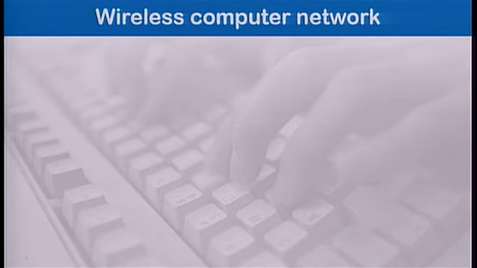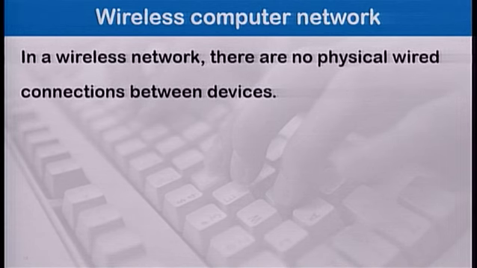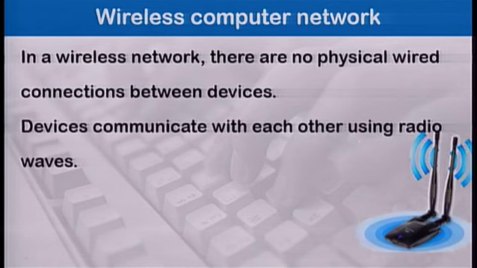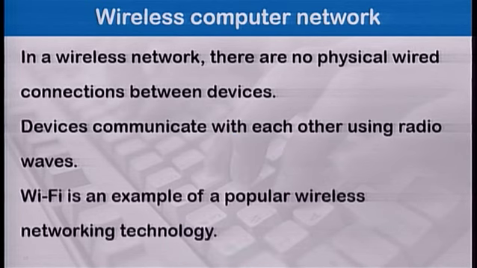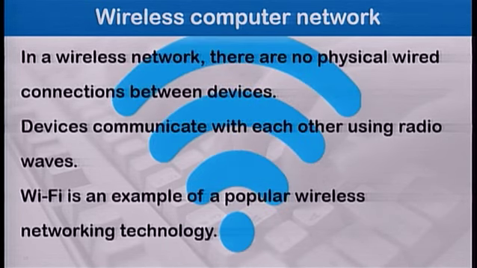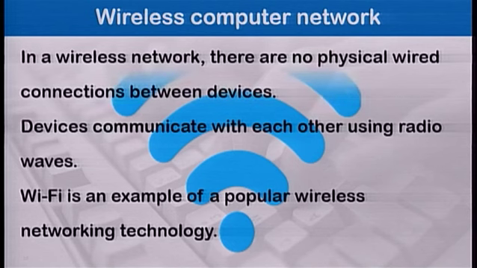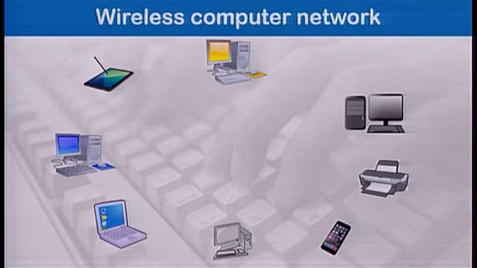Next, we have wireless computer networks. Wireless means without wires or cables. Hence, in a wireless network, there are no physical wired connections between devices. Devices communicate with each other using radio waves. Wi-Fi is an example of a popular wireless networking technology. Here is an animation of how a wireless network would look like.